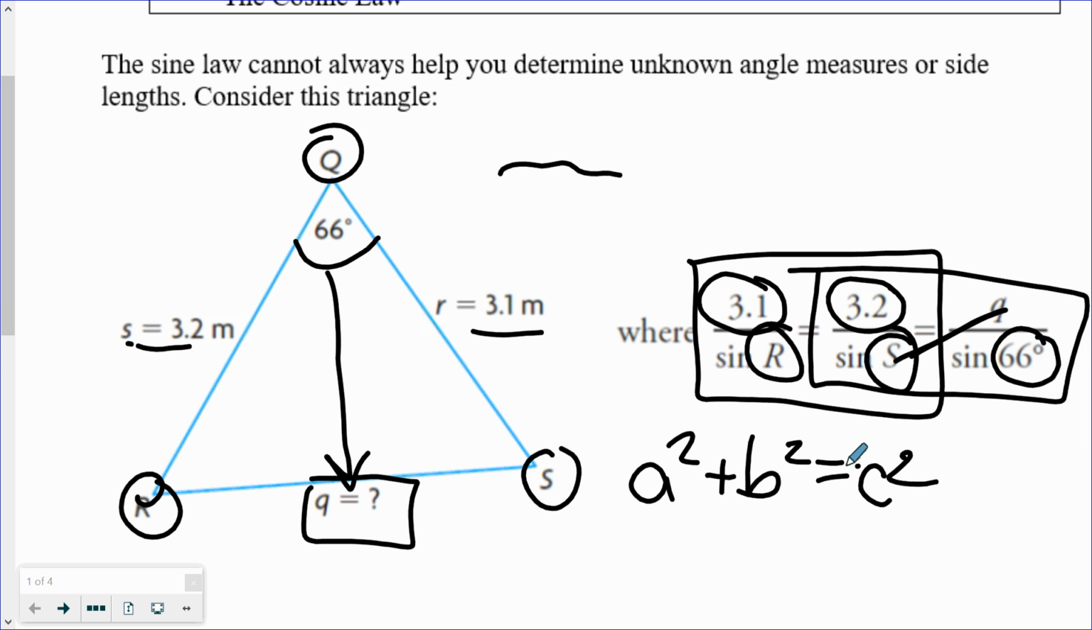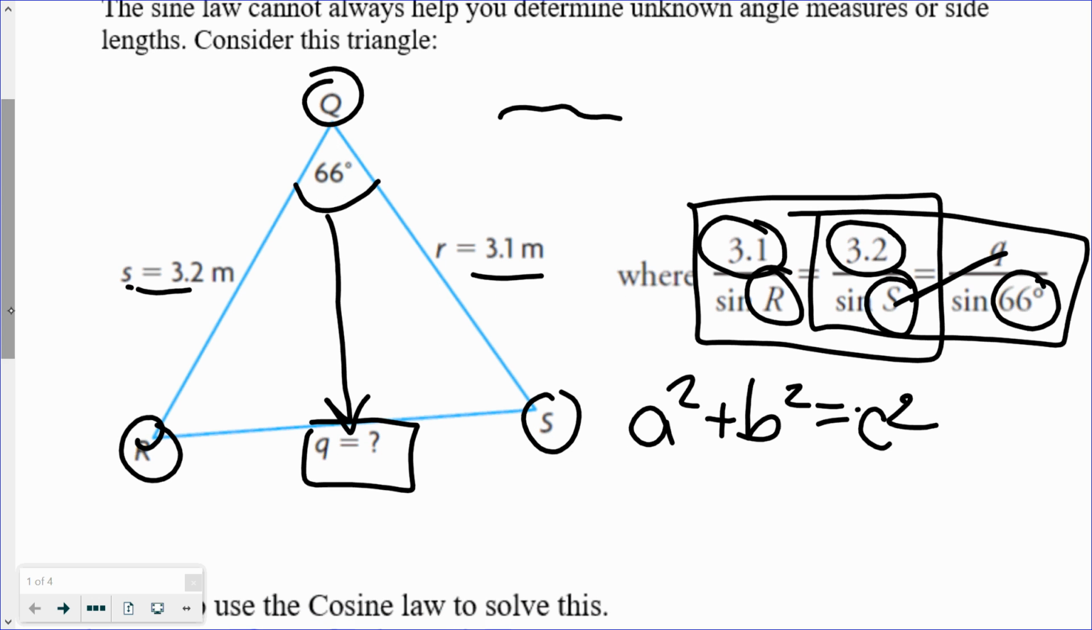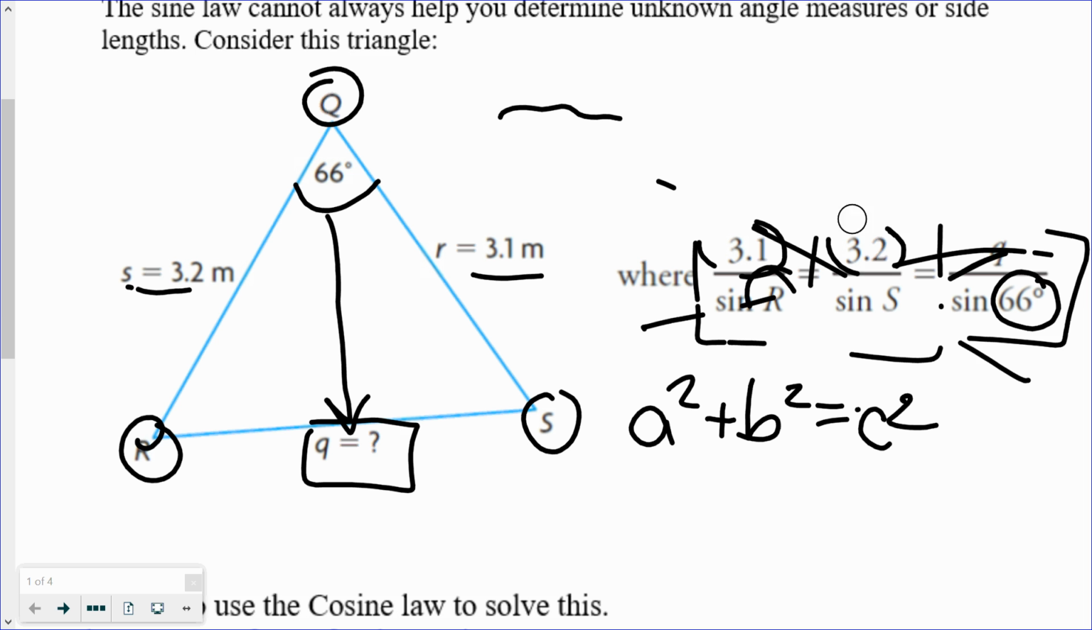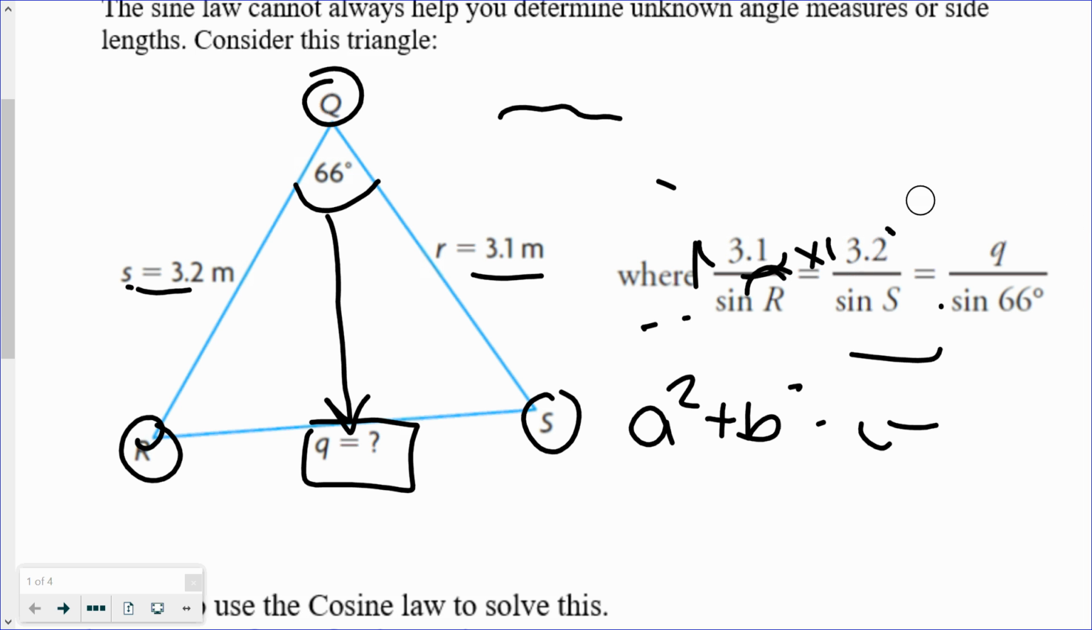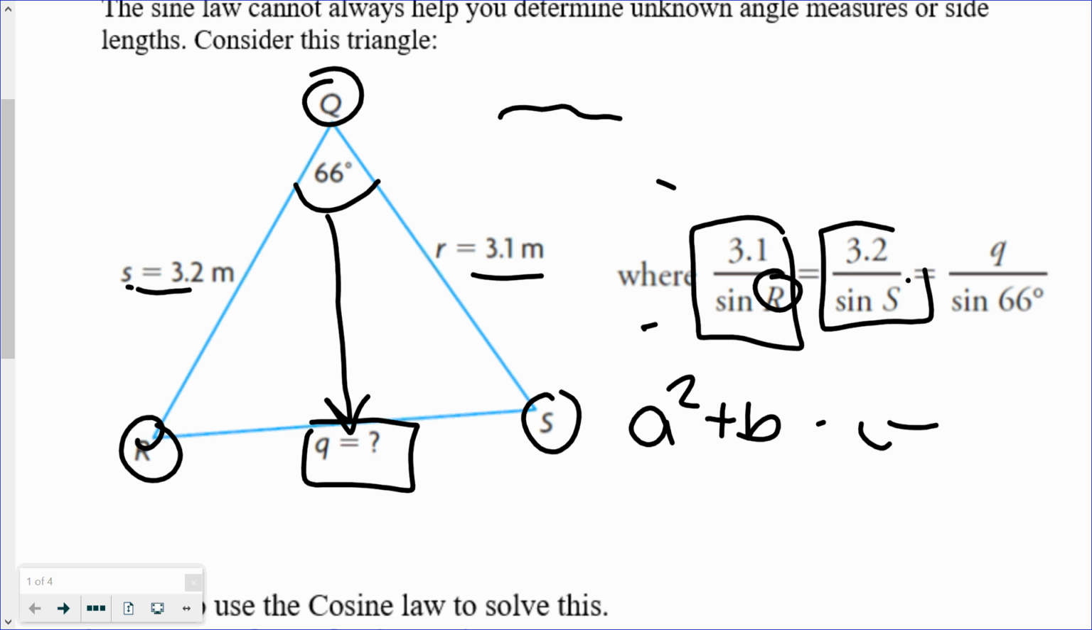I can't use my Pythagorean theorem because this is not a right angle triangle. I don't have a 90-degree angle anywhere that I'm given. So the sine law actually can't help us out here, because we have an unknown in each of those ratios. In our ratio for R, we have an unknown right there. In our ratio for S, we have an unknown right there. And in our ratio for Q, we have an unknown right there. So that's why we can't use the sine law in this case.